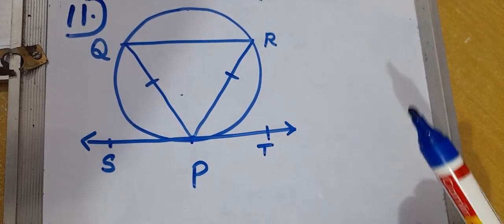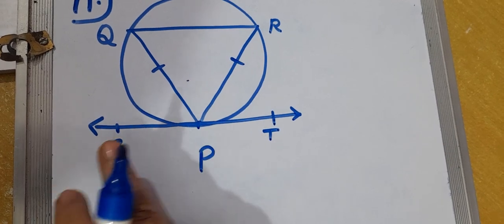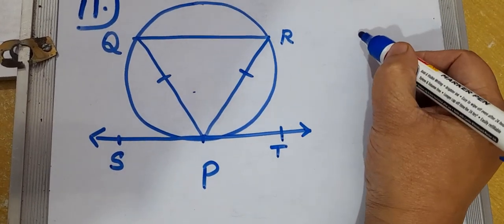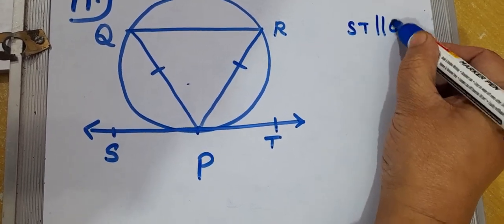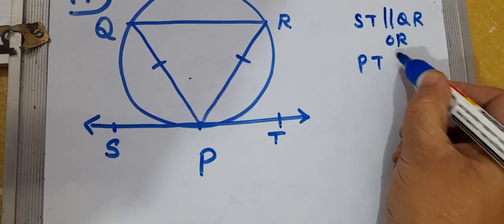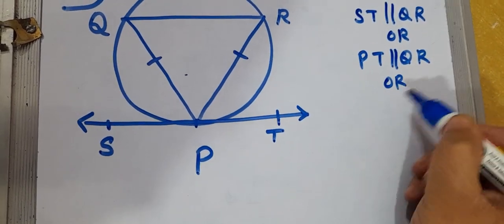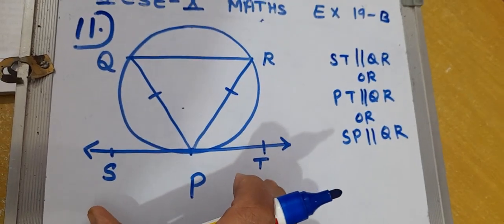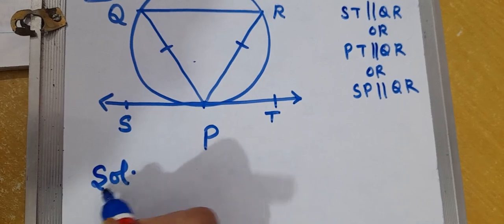Circle, we have to show tangent at P is parallel to QR. Tangent at P is parallel to QR means we have to prove ST is parallel to QR. ST, or you can say PT, is parallel to QR, or SP is parallel to QR. One and the same thing, because these all three points lie on the same tangent. So let's start. This question is quite easy.